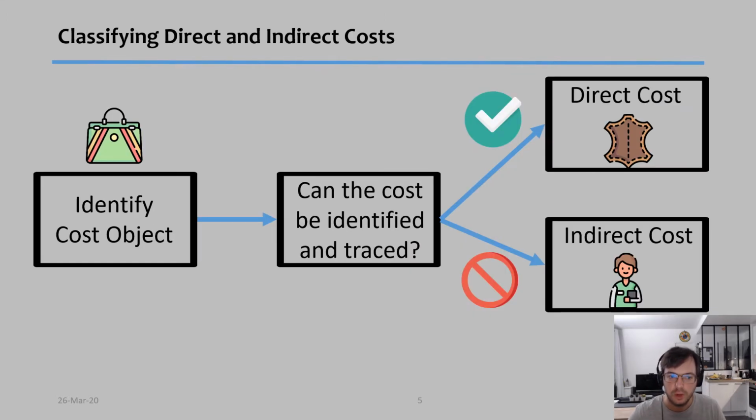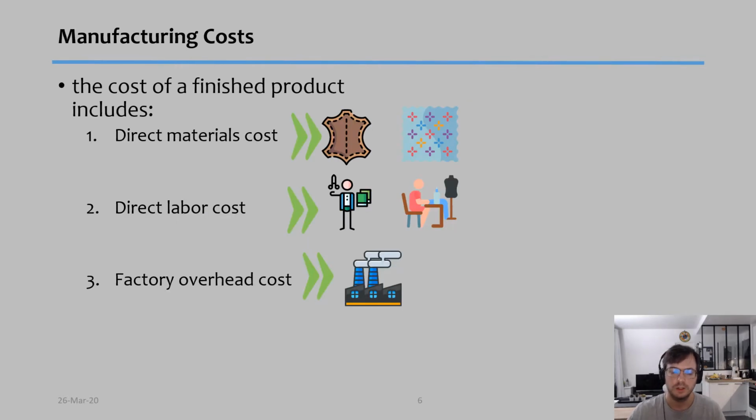To help us understand this, I put here this little diagram. First of all, we have to identify the cost object, and in this case my cost object is the purse that I'm producing. Then I have to ask the question: can the cost be identified and traced? If yes, then it's a direct cost. If no, then it's an indirect cost. In order to understand the cost of manufacturing a product, we have to understand there are three different types of costs.